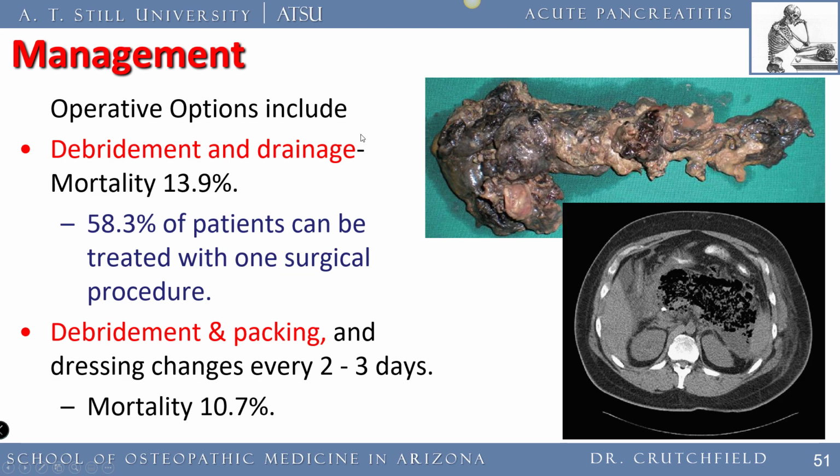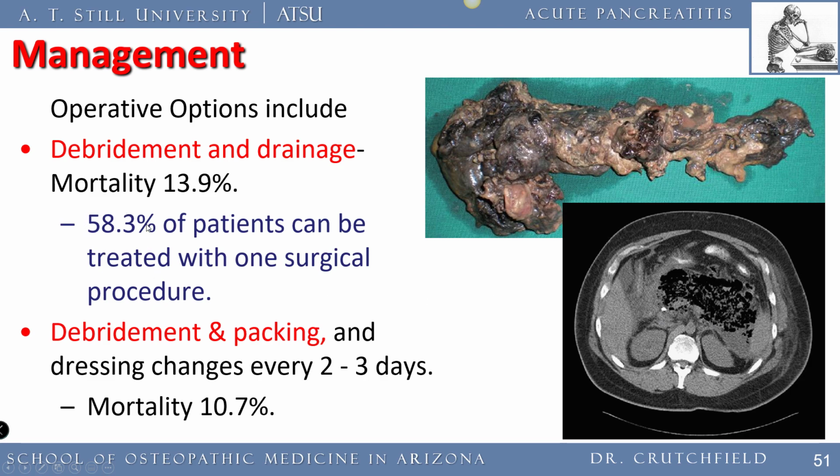So our operative management includes to debride and drain all of the dead pancreas, all this necrotic pancreas. Here's a CAT scan showing air in the pancreas, a great big giant pancreatic phlegmon. Everything is pissed off in this guy's abdomen. Mortality by doing this, 13.9%. 58% of patients can be treated with one surgical procedure.